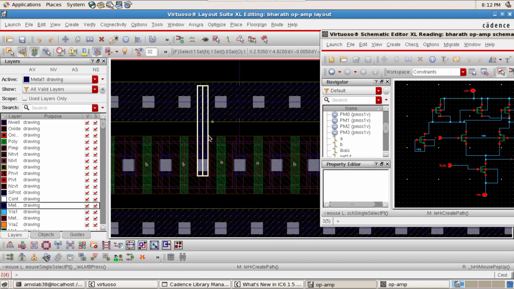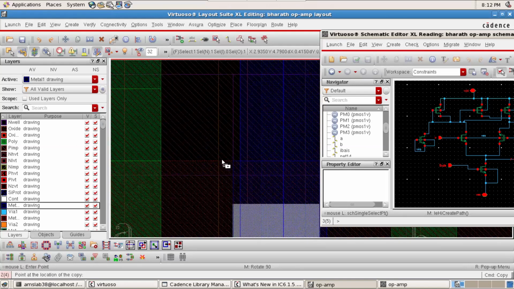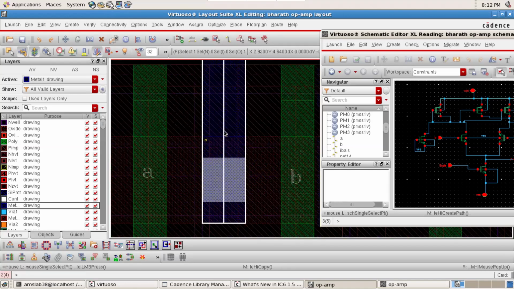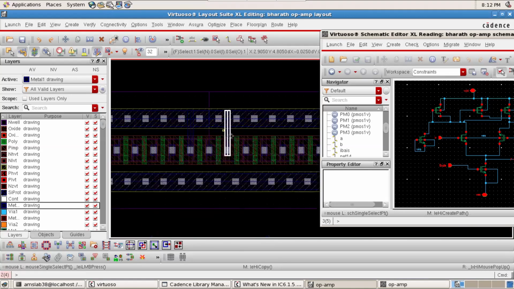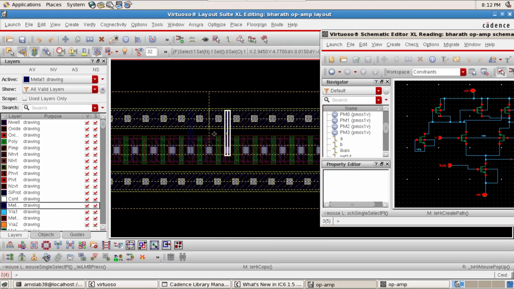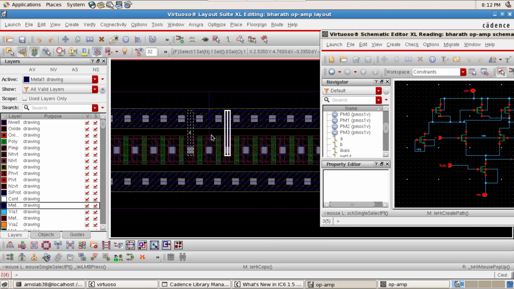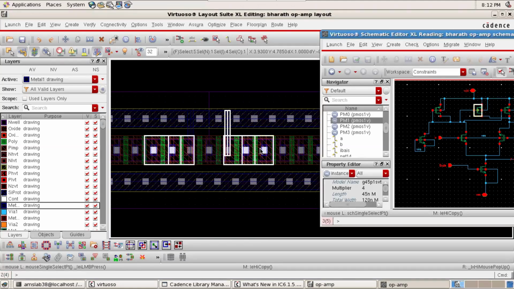Copy, and this is also supply. Yes, this is supply. So these two are supplies, and this is commonly connected with another device. This is that device, commonly connected with supply.